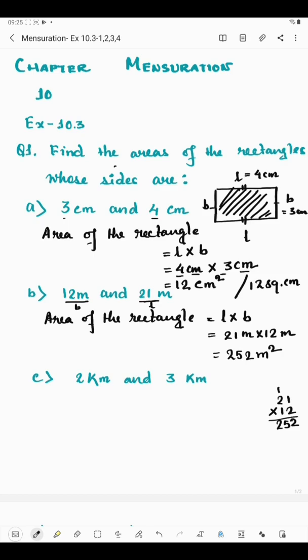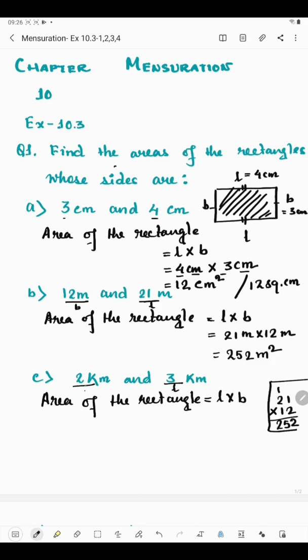Okay. Now coming to C part. In the C part we have 2 km and 3 km. So area of the rectangle is length into breadth. Here 3 km is the length and 2 km is the breadth. So 3 km into 2 km. So 3 into 2 is 6, kilometer into kilometer is kilometer square. Okay, now coming to D part.